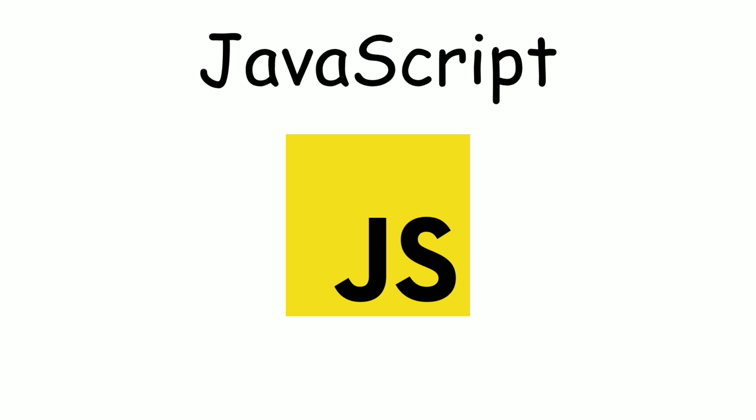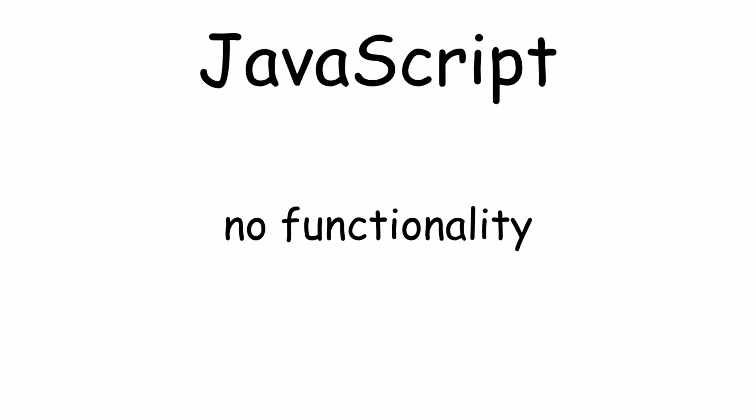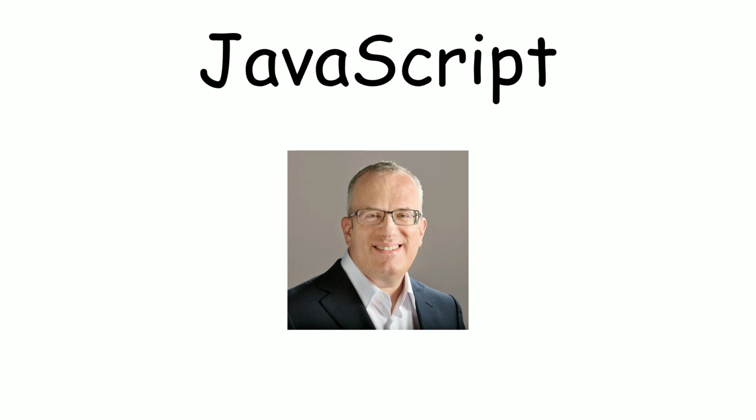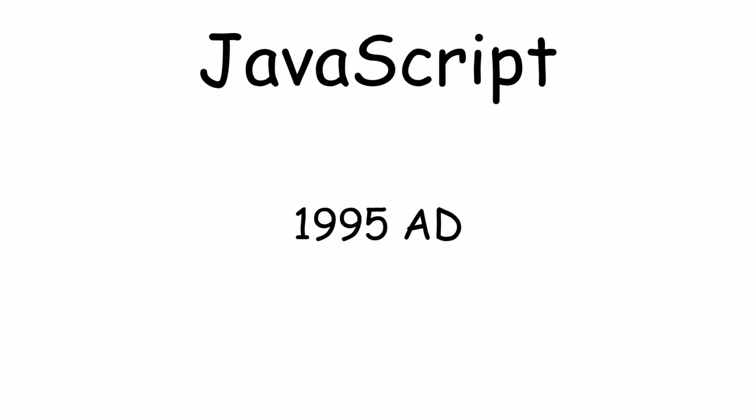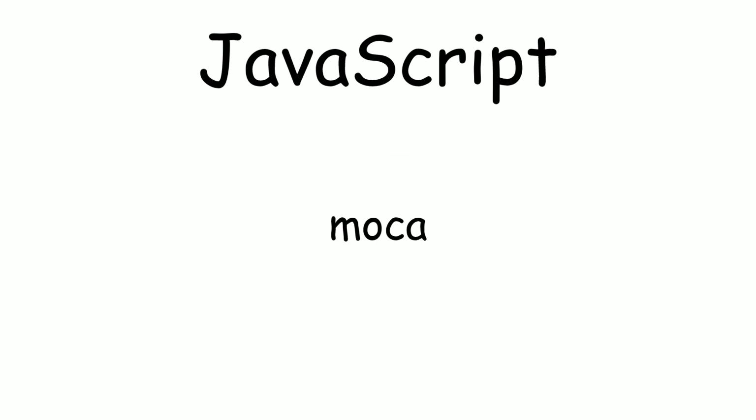JavaScript was developed to solve universal problems in websites. Websites used to be static, with absolute zero functionality. Brendan Eich developed JavaScript in 1995 AD for Netscape. When JavaScript was introduced, it had been through different names. First, it was named Mocha, then LiveScript, then JavaScript.